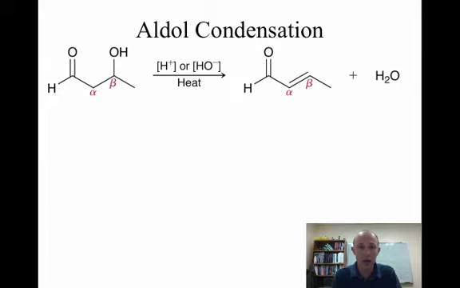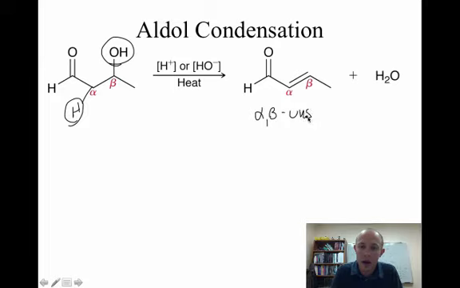Okay, what you'll also see is that if you run an aldol reaction and you heat it, instead of forming the aldol product, you will eliminate a molecule of water. You'll lose this hydrogen and this OH to give a carbon-carbon double bond, and this is called an alpha beta unsaturated aldehyde, right? Because now we have a double bond between the alpha and the beta carbons. This is an alpha beta unsaturated aldehyde.